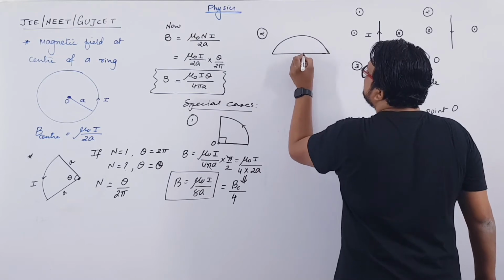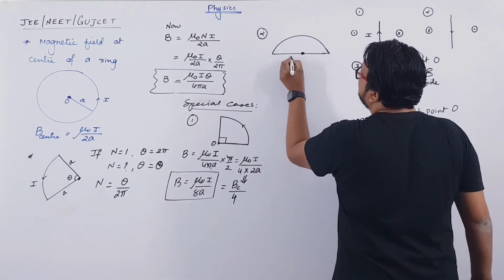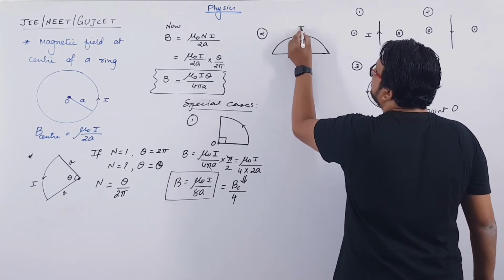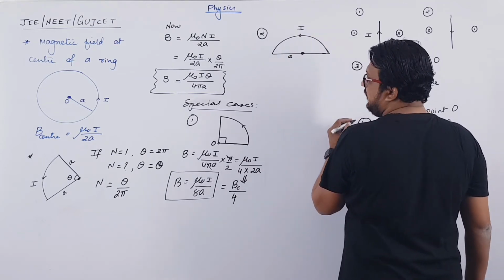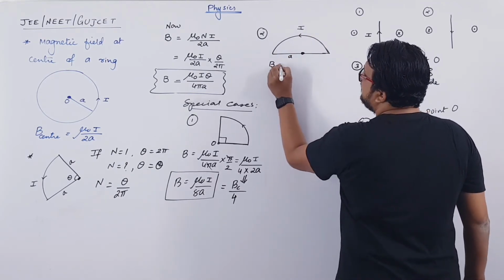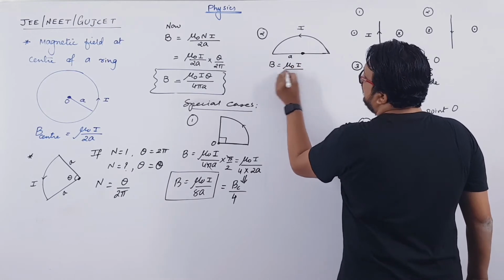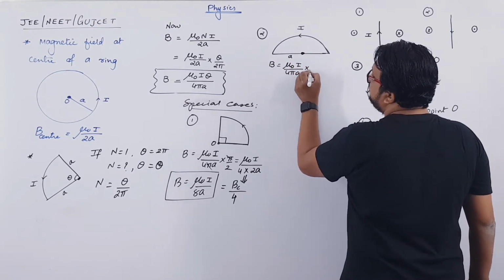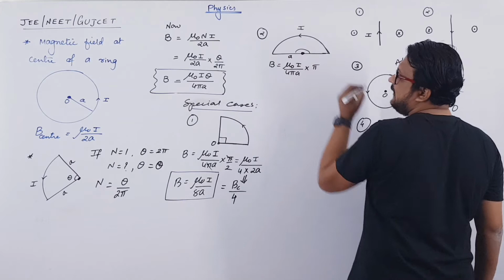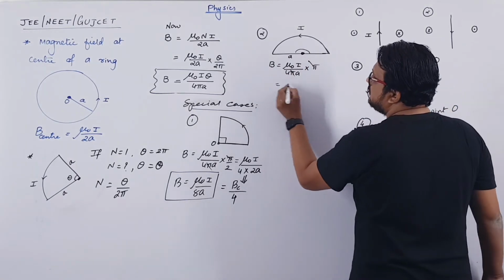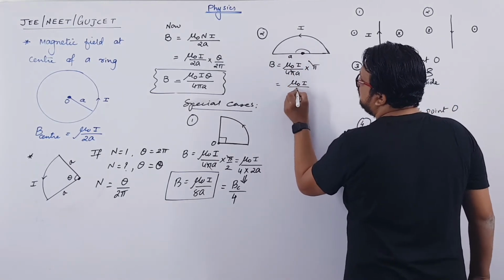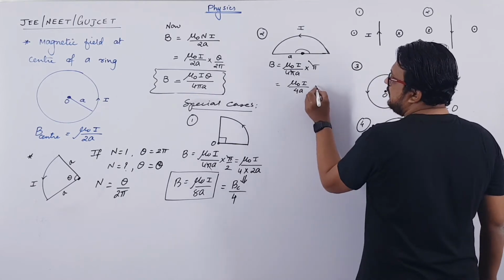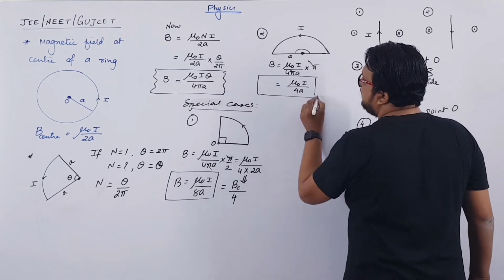This is that semicircle of radius A, carrying current I. Now in this case, the magnetic field B will be equal to mu naught I over 4 pi A into pi. The angle will be 180 degrees, that is pi, so pi will get cancelled out. So that is mu naught I upon 4A. This is the formula which you can directly remember.